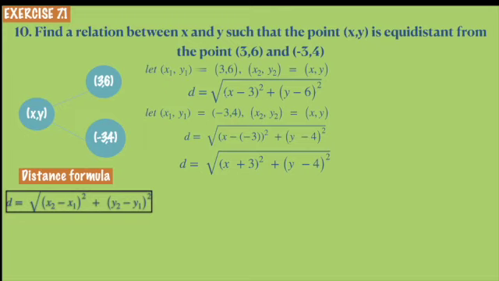Now I got two expressions here. What is given in the problem is that the point (x, y) is equidistant from (3, 6) and (minus 3, 4). The points are at equal distance, it is given in the problem.